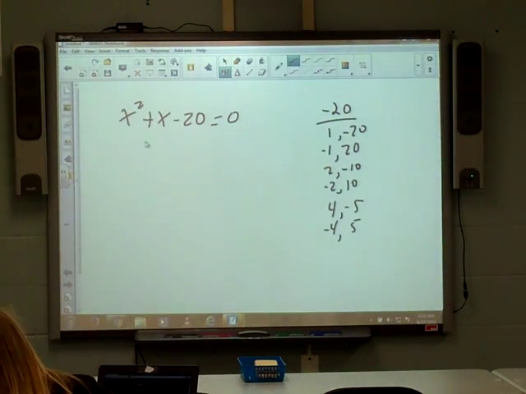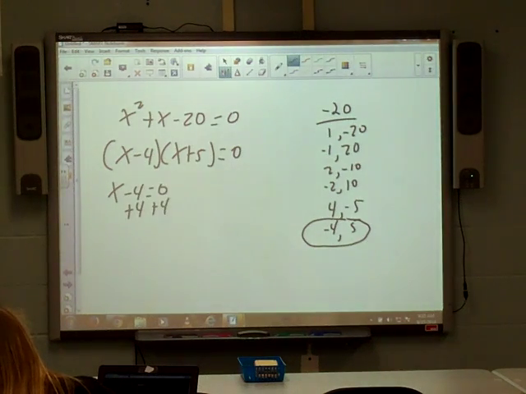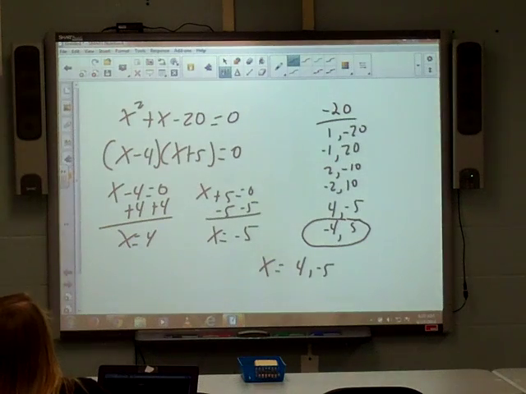My b is a what? 1, a positive 1. So there's only one way out of this to make a positive 1. Right there, right? Negative 4 plus 5 is 1. So I'm going to have x minus 4, x plus 5, which gives me 4 and negative 5. So there's my two answers. Now what Rose was talking about, does it matter what order you put them in? Either way. You put them in either order.